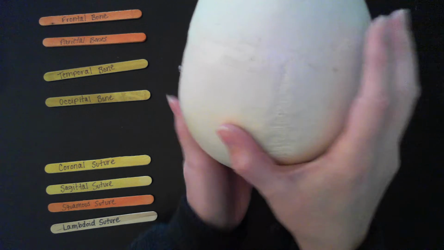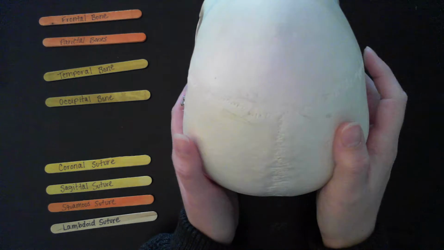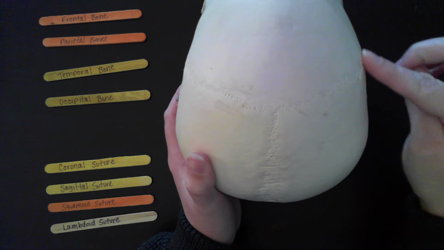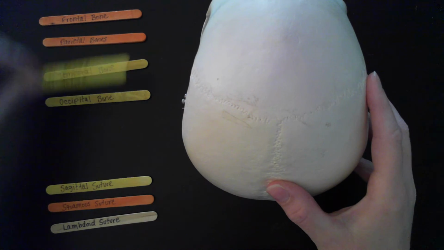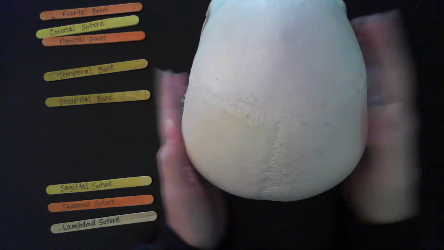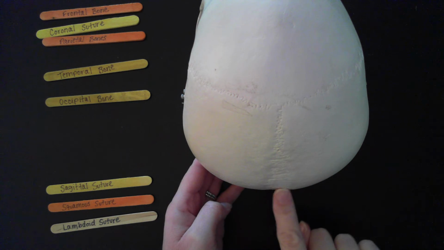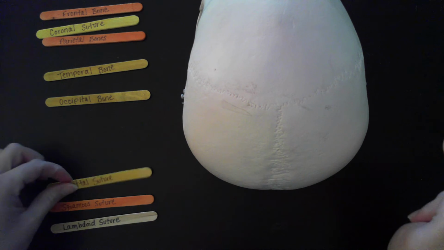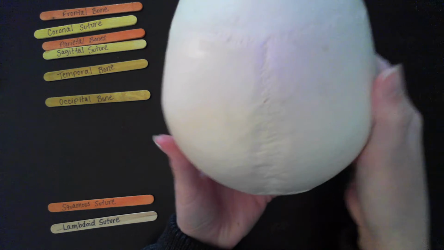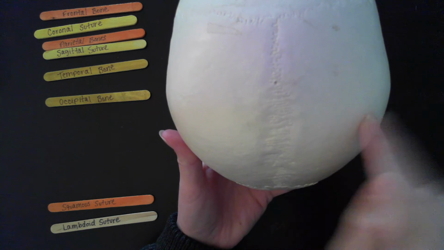Speaking of, as we have these sutures, they do have specific names. The suture that connects our frontal to our parietals is called the coronal suture. Coronal meaning crown, so it's like where you would wear a crown. In between our two parietal bones, we have our sagittal suture. That runs in the sagittal plane, separating left and right.